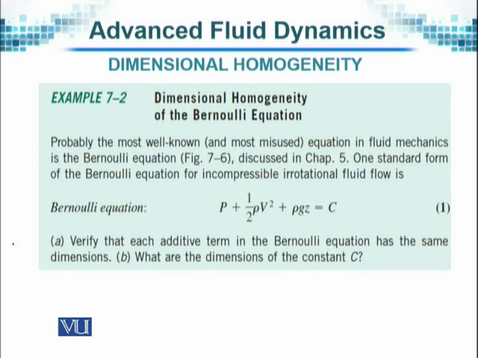Now that it is given in the present form, we have to see in this question that each term has the same dimension. And when we say the same dimension, I mean the primary dimensions that we just defined. So the question is: verify that each additive term in the Bernoulli equation has the same dimension, and what are the dimensions of constant C. The right hand side should have the same dimension as each term on the left hand side, because that's the rule of the game. If it is not so, we have a problem.